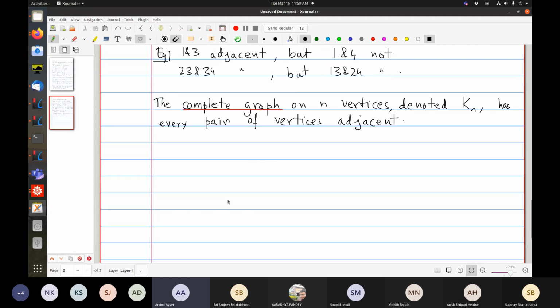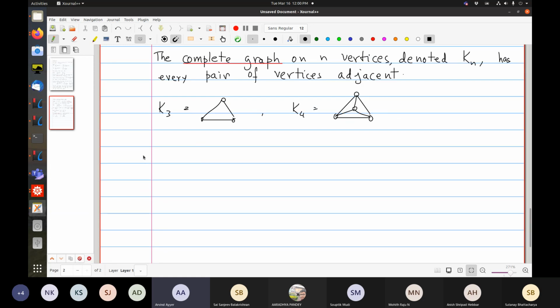Okay, another important definition for us, especially. So K3, for example, is the triangle. K4 is that, and so on. Okay. And another thing, as I said, we're going to need. So I'll make this a definition because it's going to be important.